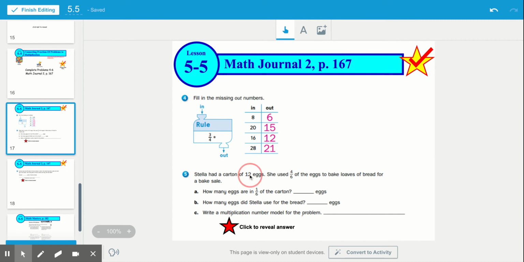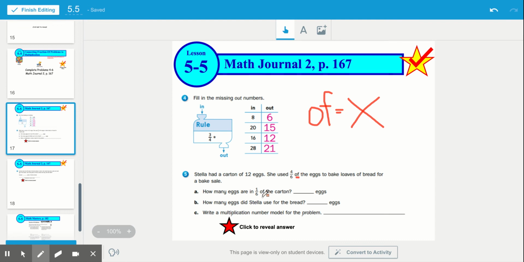Stella had a carton of 12 eggs. She used 4/6 of the eggs to bake loaves of bread for a bake sale. How many eggs are in 1/6 of the carton? How many eggs did Stella use? Write a multiplication problem. So she used 4/6 of. Again, there's that key word there. Of. Of means to multiply. That's what the word of tells us.